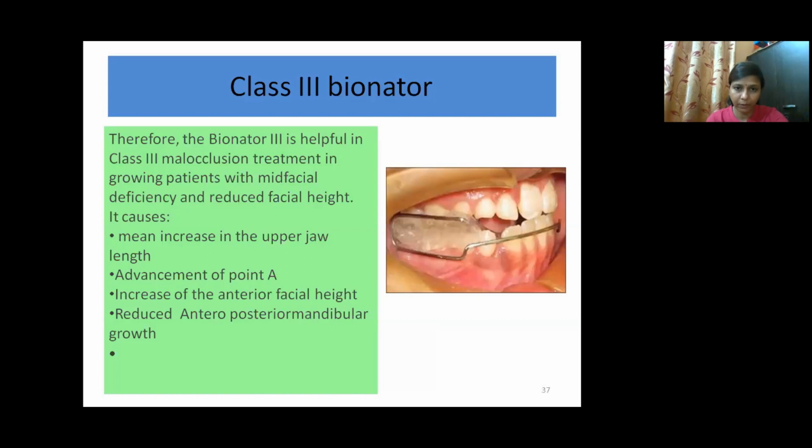Similarly, the class 3 bionator is also helpful in class 3 malocclusion treatment in growing patients with midface deficiency and reduced facial height. It causes a mean increase in the upper jaw length, advancement of point A, that is, correction of the maxillary base length, increase of the anterior facial height, and reduced anterior-posterior mandibular growth.